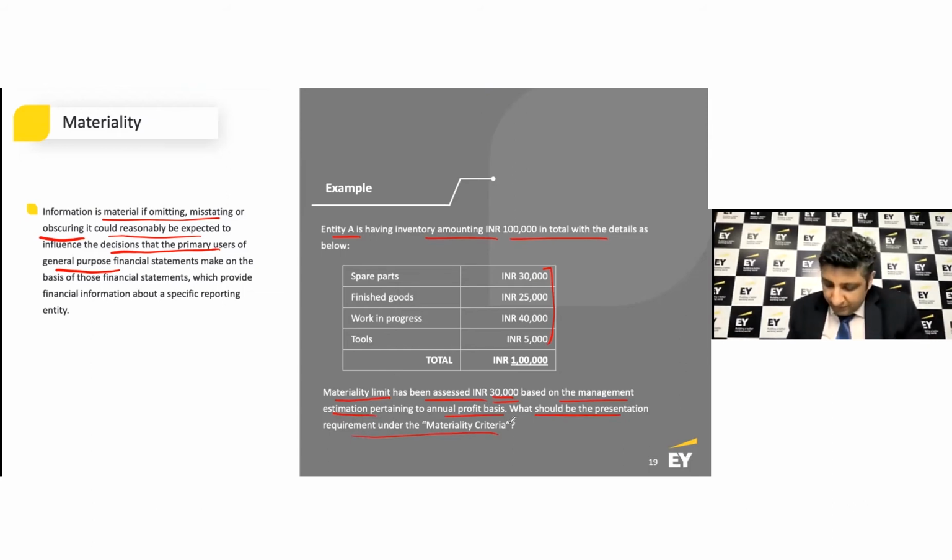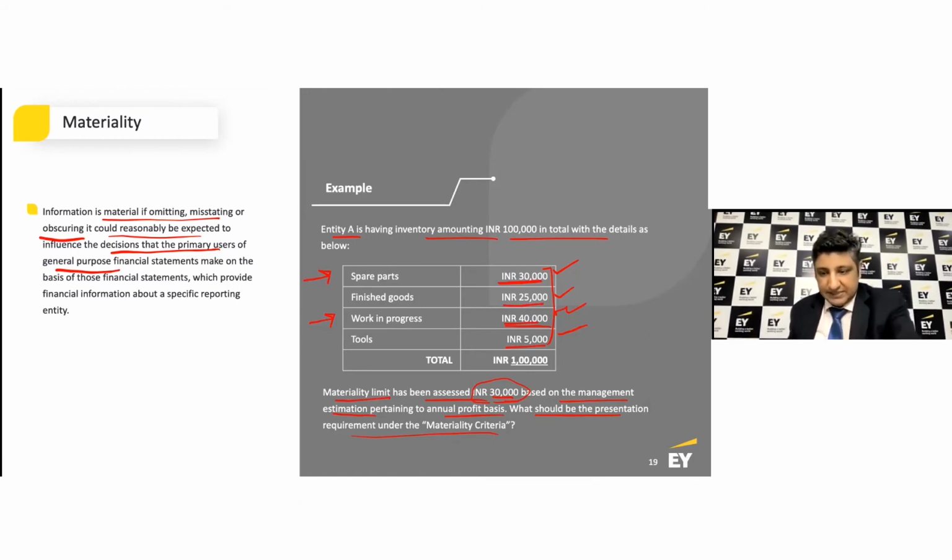Now, simply put, if I say my materiality limit is 30,000 rupees and there are different components within, for example, the inventory, it is appropriate to show any items separately which meet that materiality benchmark. And if I look at the remaining part, if they are similar, then it's appropriate to club them too, right?